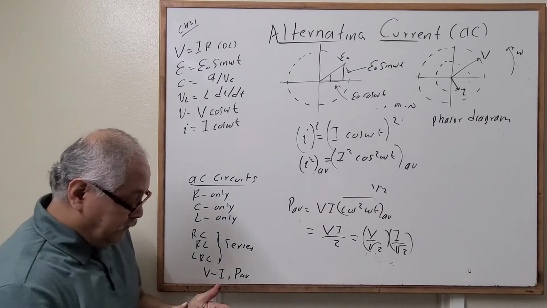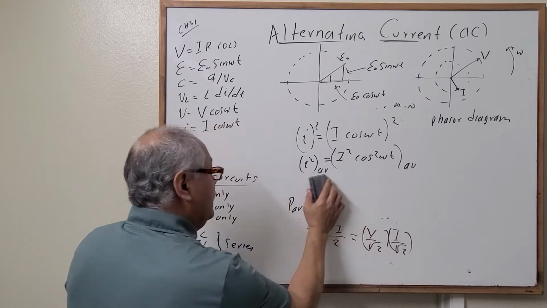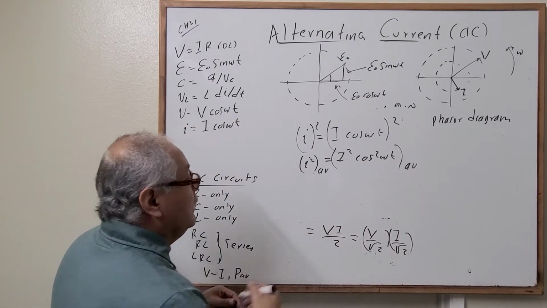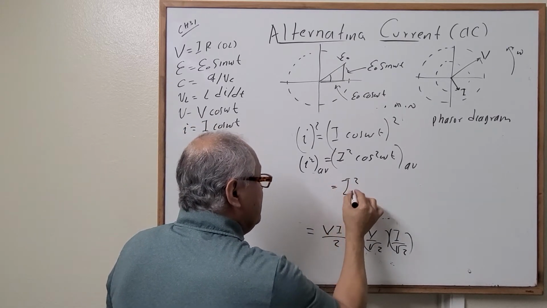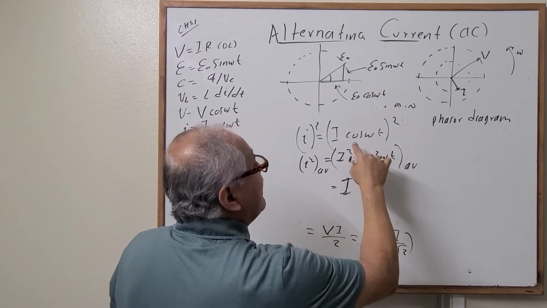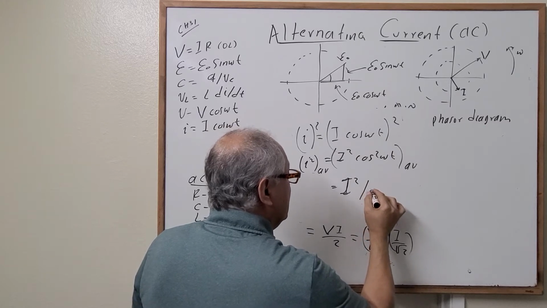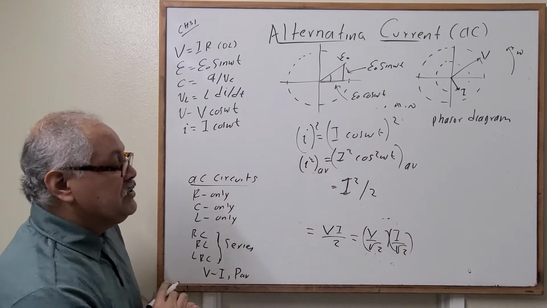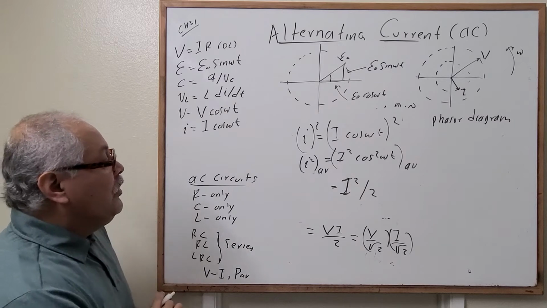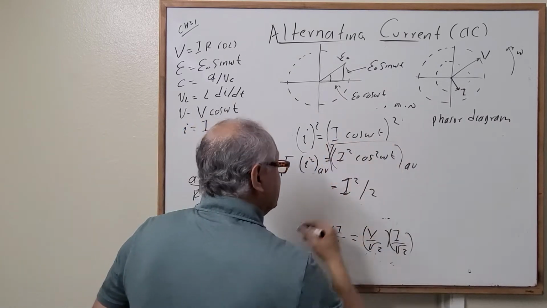Well, the average of this part is equal to, this stays the same because it's constant, correct? But this one, the average we found before, is equal to 1/2. It's equal to current squared divided by 2. Now, let's take the square root of both sides.